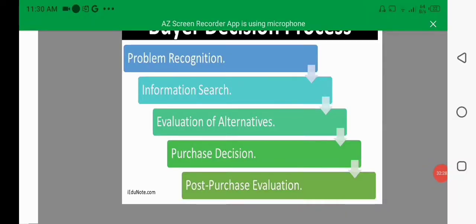The buyer decision process. There are five stages of the buyer decision process: problem recognition, information search, evaluation of alternatives, purchase decision, and post purchase evaluation. These are the five stages a consumer goes through when affected by advertising. John Dewey introduced these five stages which consumers go through when they make or consider a purchase.